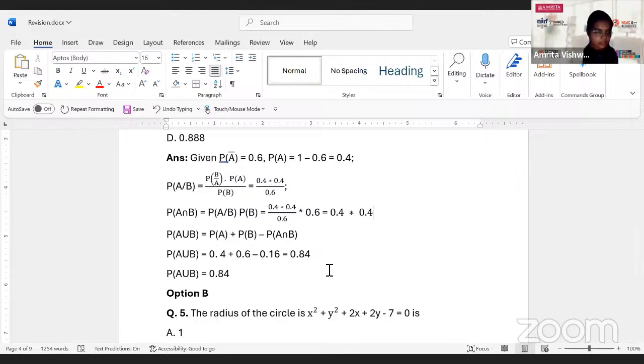Okay. I think two students have opted for 0.7. How have you solved this question? It's 0.4 plus 0.6 minus 0.16. It's 0.84. Whether you have used some other formula, in which way have you answered this question?